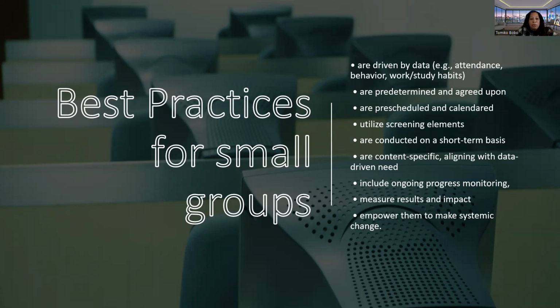You always want your small groups to be driven by the data. So you're looking at your attendance, your behavior, your work study habits. These are all the data that you collect in order to determine who fits in the tier 2 section. And they are predetermined and agreed upon. As a counseling team or as a school, you meet together to determine which students would fall in this small group category, and that they're pre-scheduled and calendared.